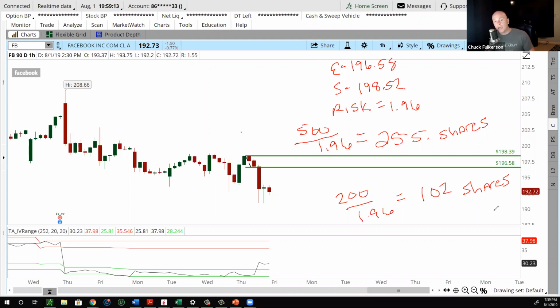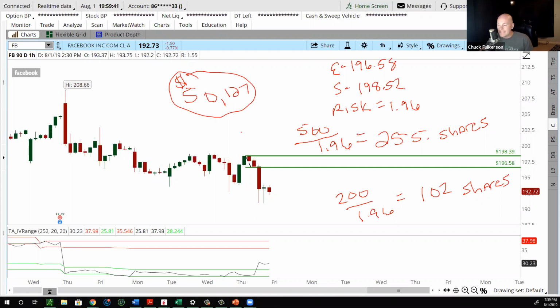So in the stock, I would do 255 shares. Now, what is 255 times 196.58? The answer is 50,127.9. So the stock is going to cost me $50,120. It's going to tie up $50,127 in my account if I'm willing to lose $500 in the position. Okay? So how do I calculate in the option?